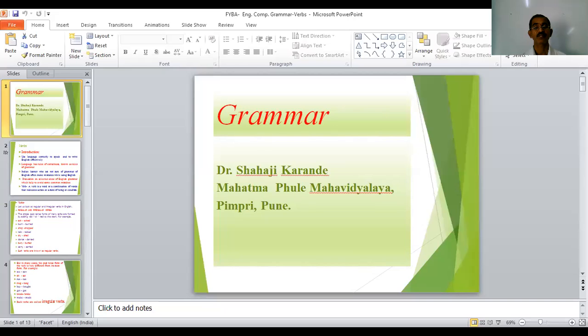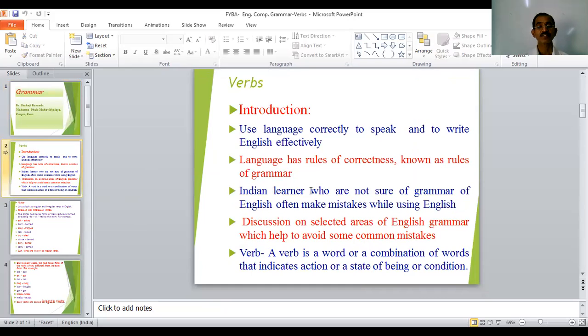Today I am going to discuss the topic grammar. In grammar, I am going to discuss verbs. Now let us discuss first of all the introduction about the verbs.